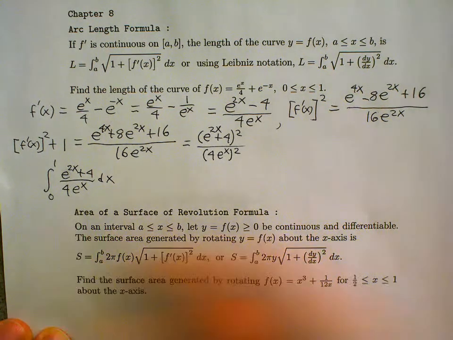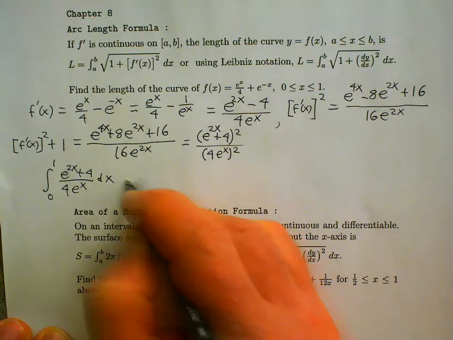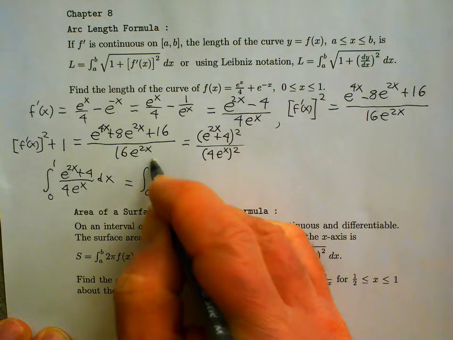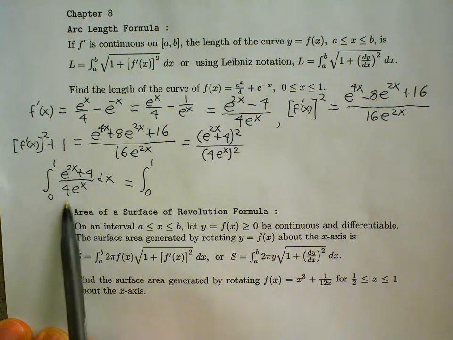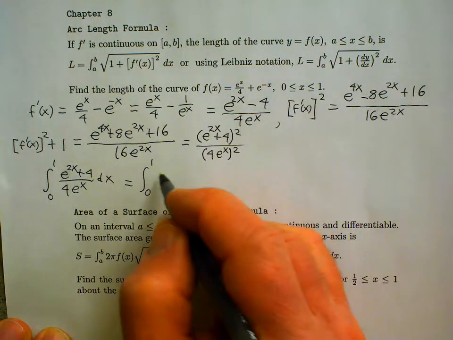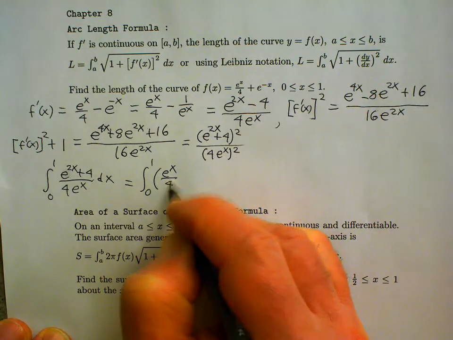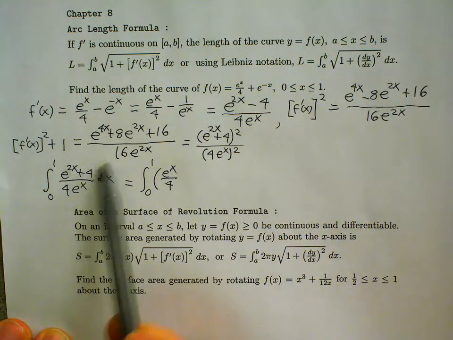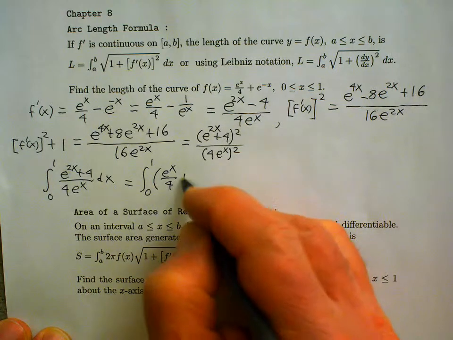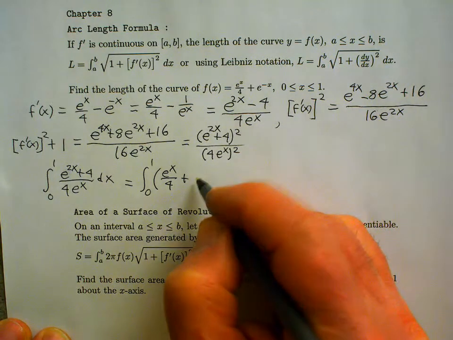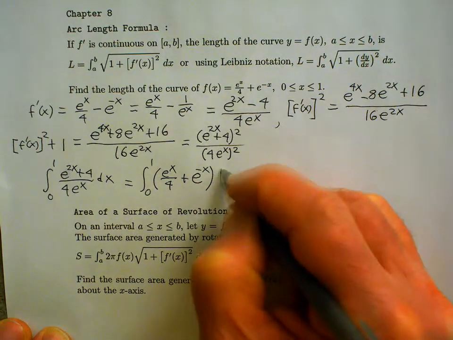We'll take this a couple of steps further. Since there's just one term in the denominator, we can write the separate terms. So e to the 2x divided by 4e to the x becomes e to the x over 4. And then plus 4 over 4e to the x is just 1 over e to the x. But for convenience, I'll write it as e to the negative x because we want to find the antiderivative.